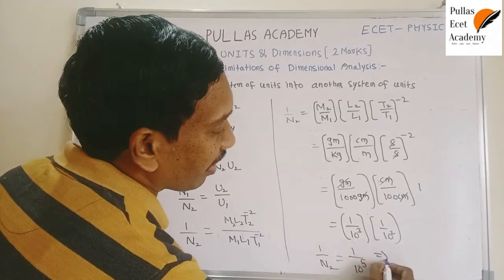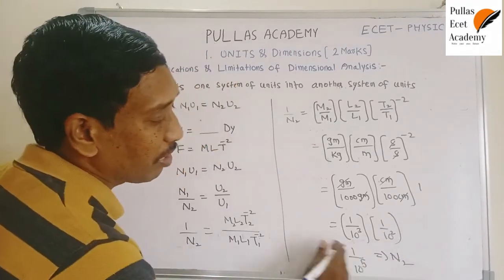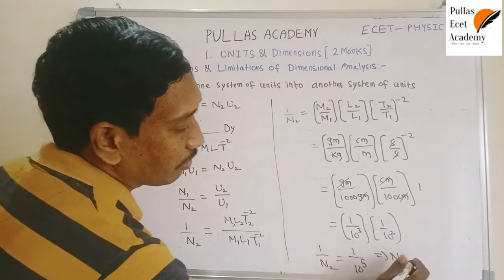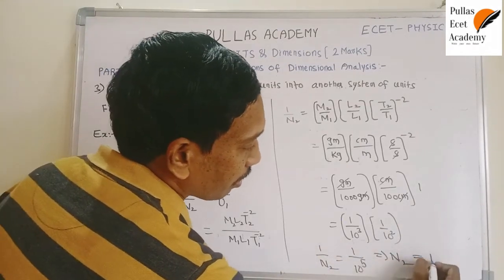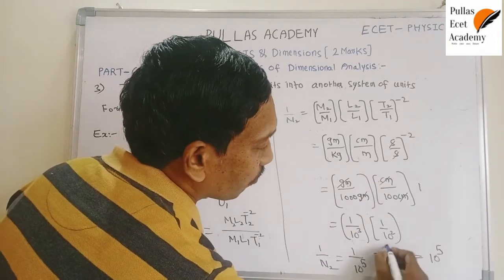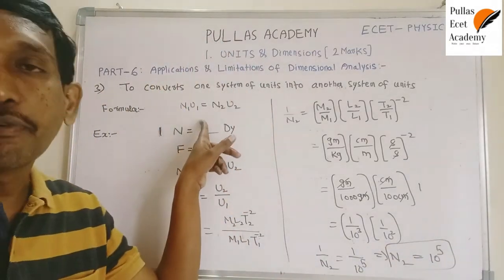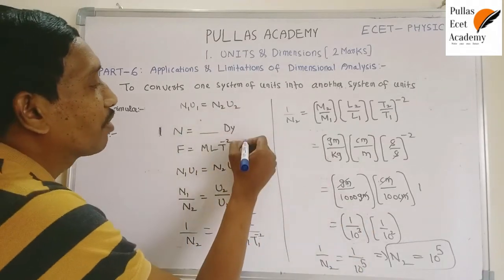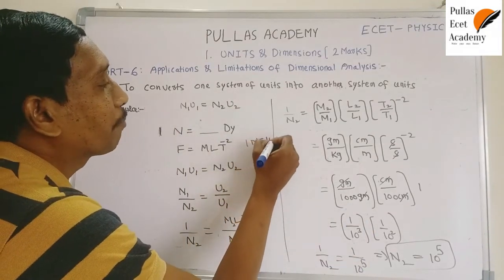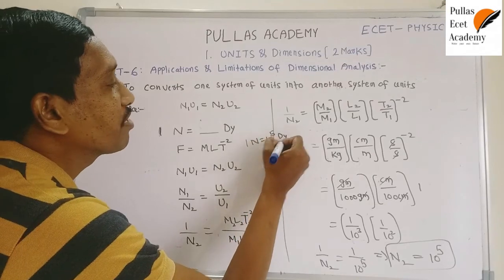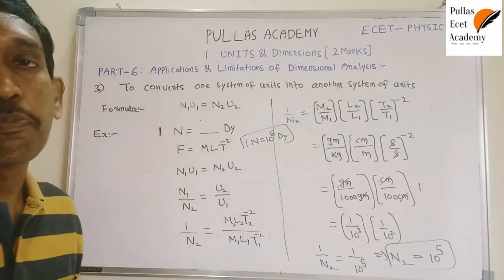But we need the n2 value by cross multiplication. n2 into 1 equals 10 power 5 into 1, which is 10 power 5. Then what is the n2 value? 10 power 5. This is the procedure to measure the n2 value. That means, now onwards, what you understood is that 1 Newton is equal to 10 power 5 dynes. This is a procedure.